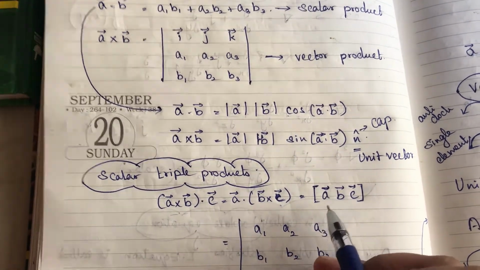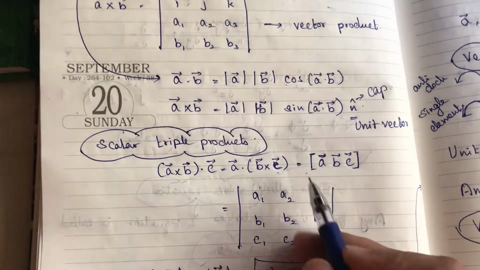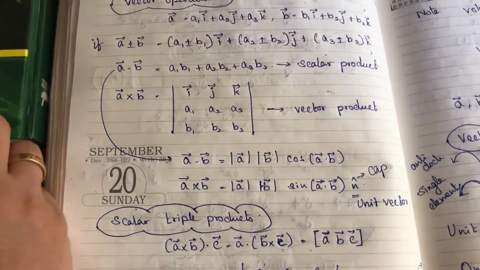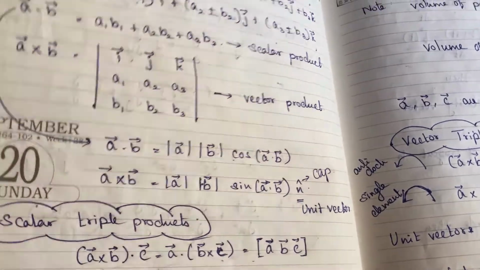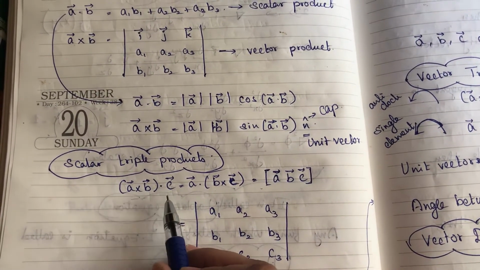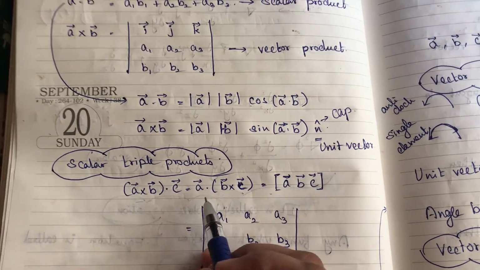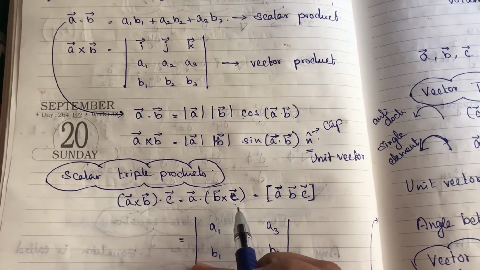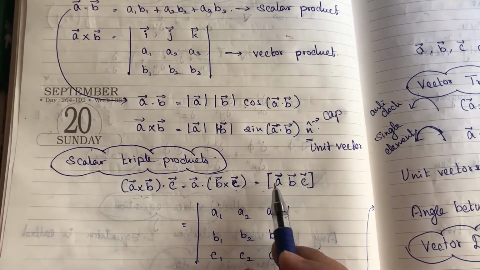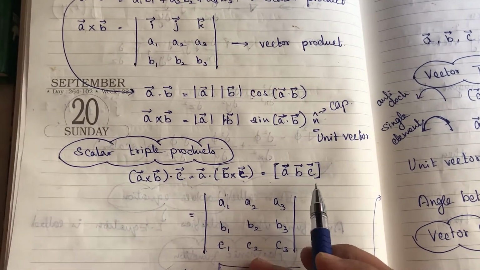This is nothing but a box of A, B, C, like I need to take the determinant value. Okay, so I need to take the determinant value here. So A cross B dot C means I can easily write it as A dot B cross C. This is nothing but box of A, B, C. Okay, A vector, B vector, C vector.